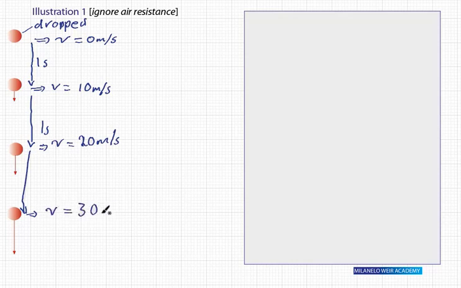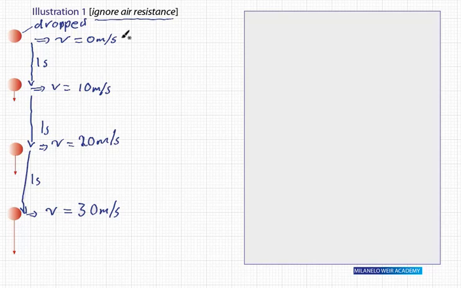After a further second, the velocity now is 30 meters per second. So the total time taken here is 1, 2, 3. So from 0 to 30 meters per second in 3 seconds. This happens in 3 seconds when the object is dropped. And remember, we are ignoring air resistance, so there is no opposing force, because air resistance opposes motion.